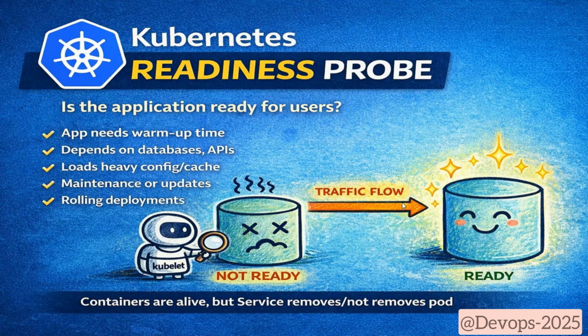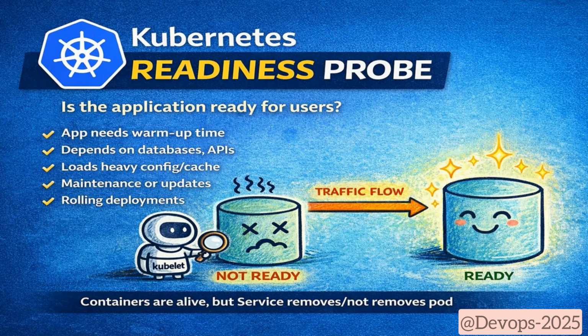A readiness probe tells Kubernetes whether your application is ready to receive traffic or not. Not whether the container is running, not whether the process is alive, but whether the application is actually in a usable state. If the readiness probe fails, Kubernetes does not restart the container. Kubernetes simply stops sending traffic to that pod. So pretty much, the readiness probe controls the traffic flow, not the container life.